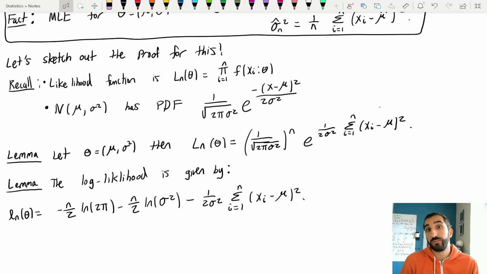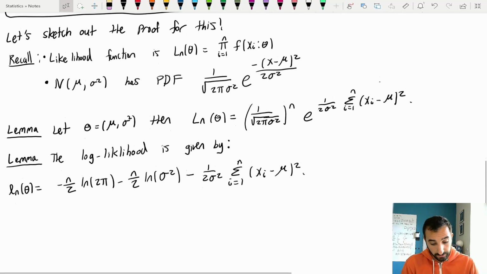Now, that also helps us calculate the log likelihood. So the log likelihood is given by that expression there. And all I did there was apply ln to the likelihood function. And it turns the product into a summation, and it brings the exponents down. Okay. So now what we're going to do is maximize this log likelihood. So this is a 2-parameter maximization problem. So we're going to use some calculus.